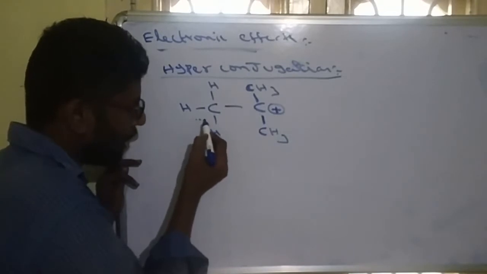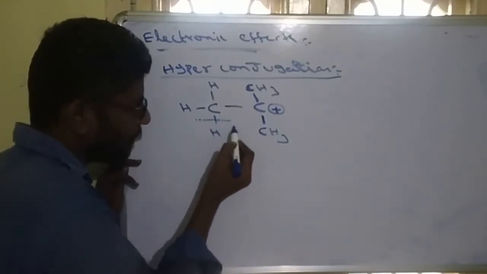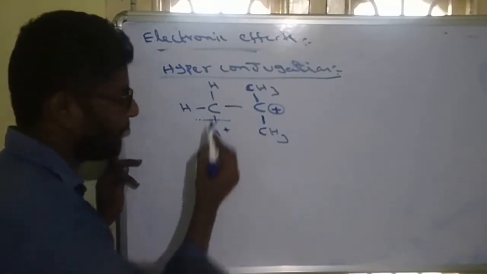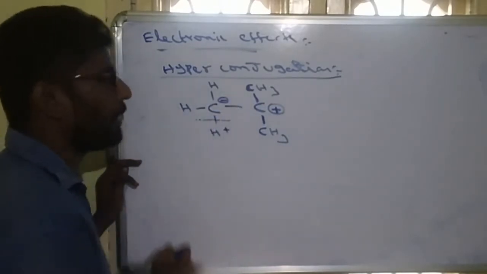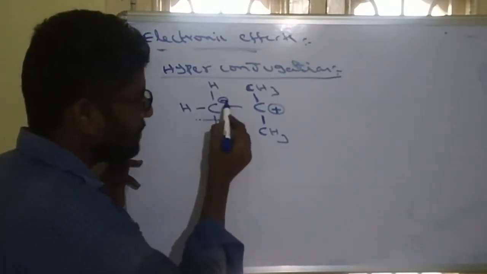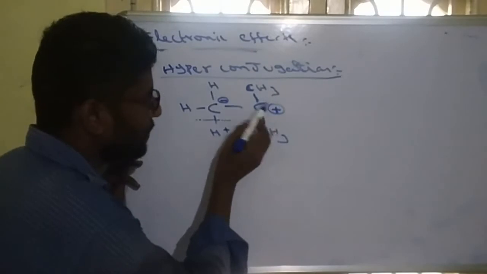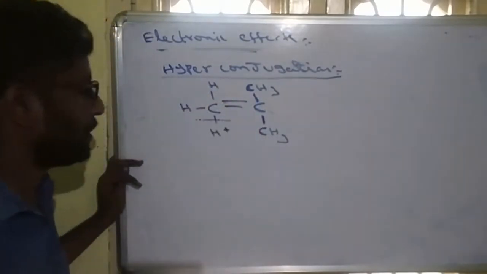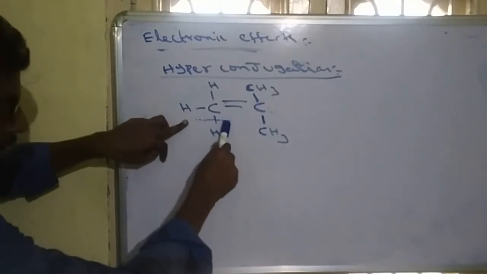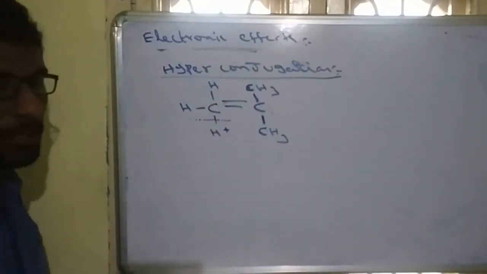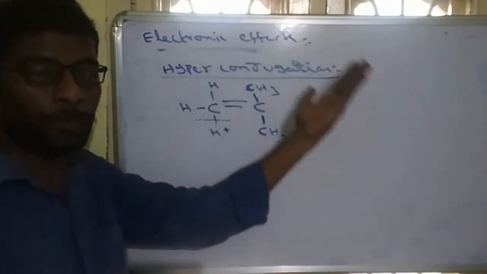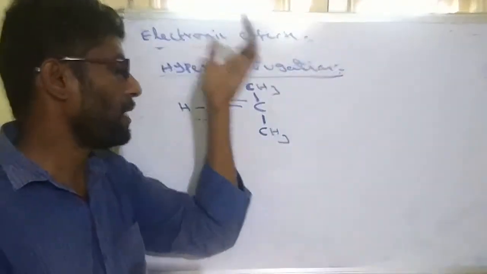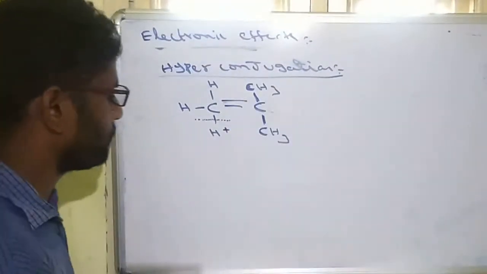Suppose this hydrogen bond we are breaking. The hydrogen charge we know is plus, so the carbon charge will be minus. This minus will donate the electrons to the plus, and in donating, a pi bond will form. So on breaking the sigma bond, formation of pi bond occurs. That means sigma is converted to pi bond. So this process is called hyperconjugation.